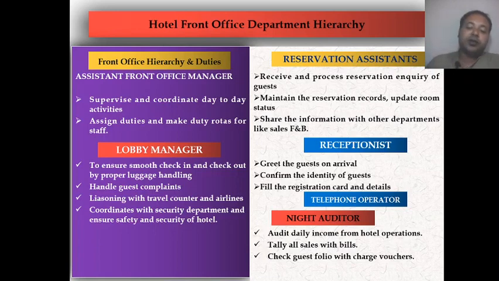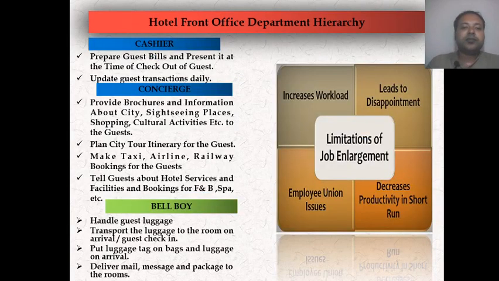The telephone operator also maintains good relations with interdepartmental activities, and the housekeeping department also coordinates with the telephone operator. The night auditor plays a very important role in the front office department. For example, they audit daily income from the hotel operations, tally all sales with bills, and check guest folios with charges and vouchers. The cashier also manages the data regarding cash and capital activities, and from time to time checks check-out and check-in data and updates guest transactions daily.